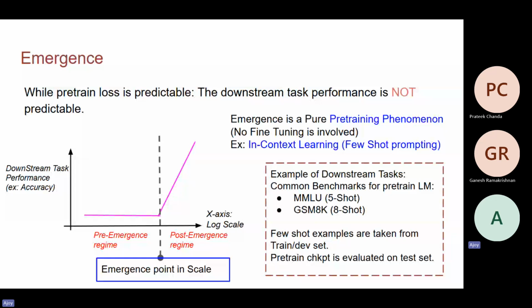One small note is that emergence is a purely pre-training phenomenon. No fine-tuning is involved. So something like in-context learning, few-shot prompting, is an emergence phenomenon. We're not training the model to see a few examples and then answer the next one. The model is learning while pre-training itself. Commonly these benchmarks will have train, validation, and test sets. The model never sees the train samples, but we give few-shot examples from the train set and we evaluate these pre-train checkpoints on the test set. This is how we plot that emergence curve, which is not exactly ReLU. It is nearly flat over here, and there is non-trivial performance after this emergence point.